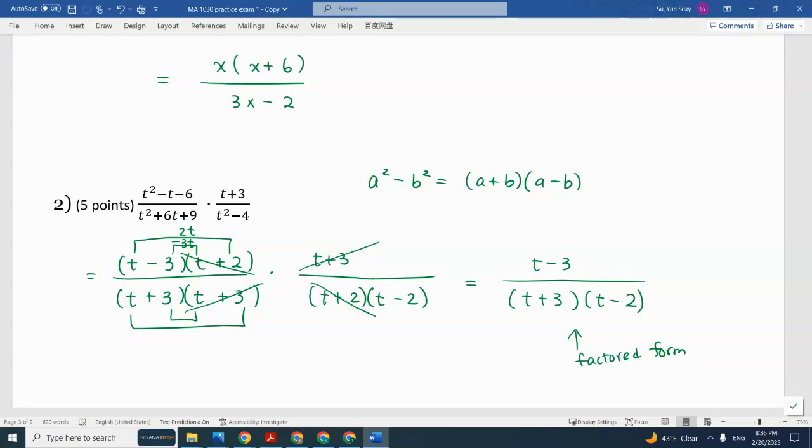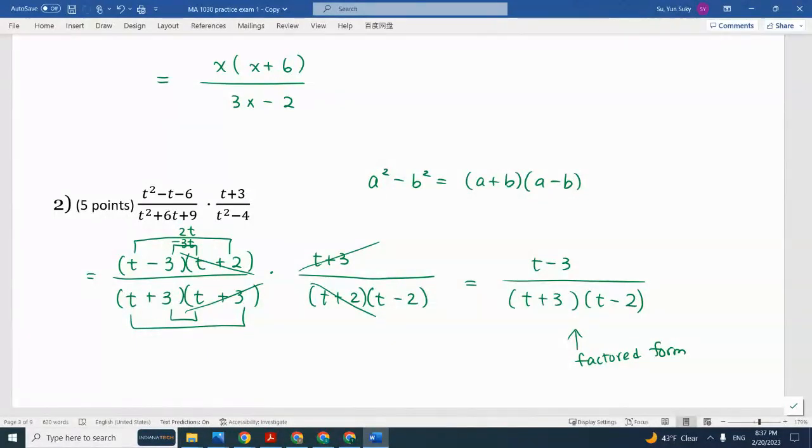Okay. If you can understand number 2, could you type 2 in the chat? I have a quick question. Sure. At the beginning of number 2, when you have the t minus 3 and the t plus 2, if you switch the order of that, does that matter at all? Like if you had t plus 2 and then t minus 3?